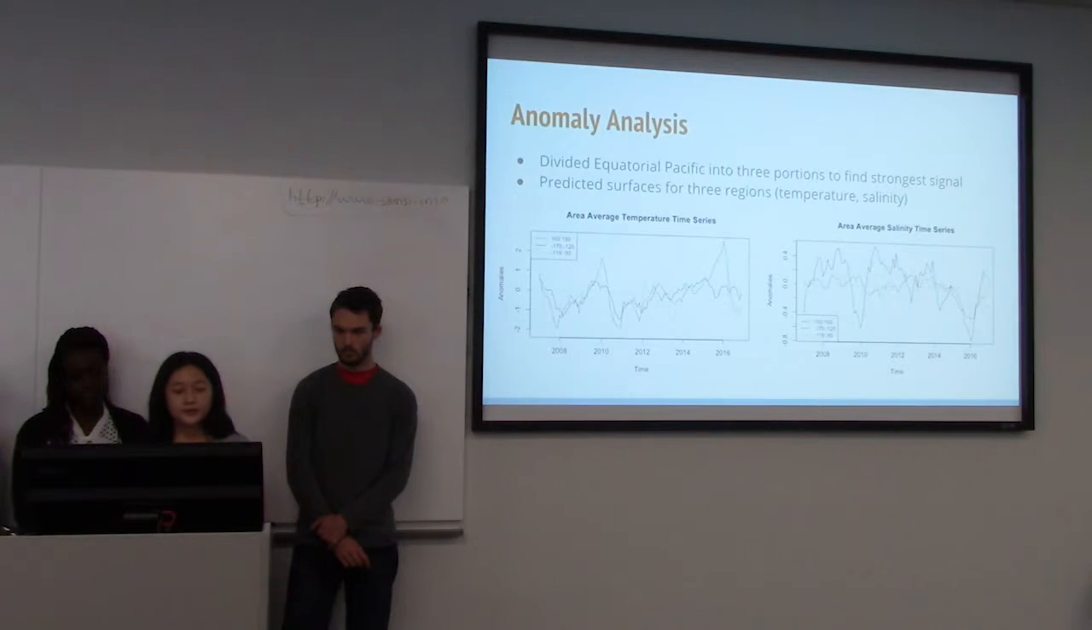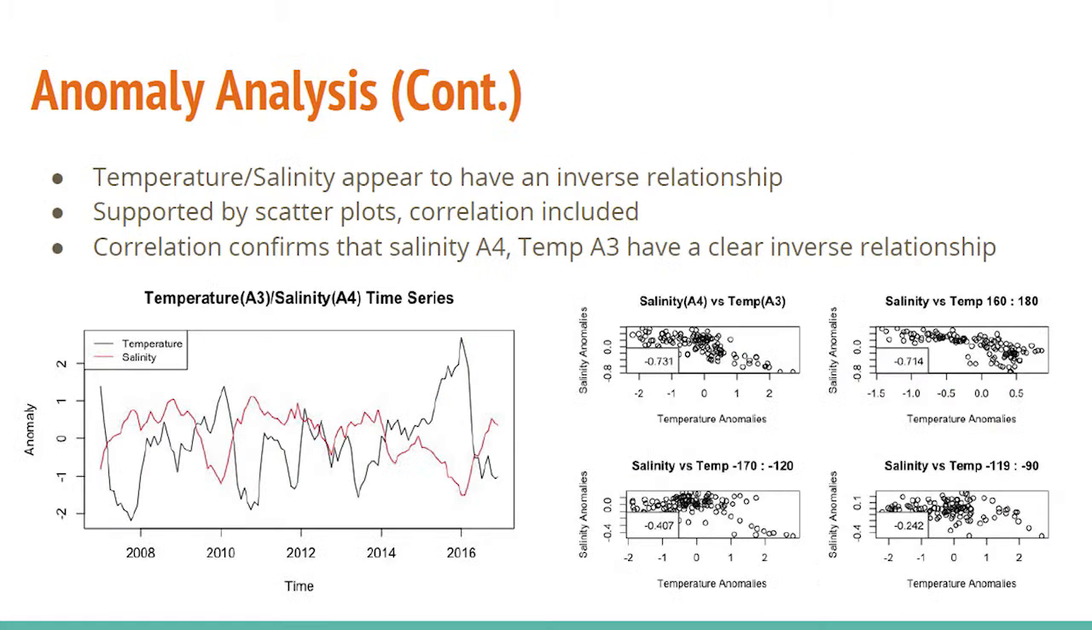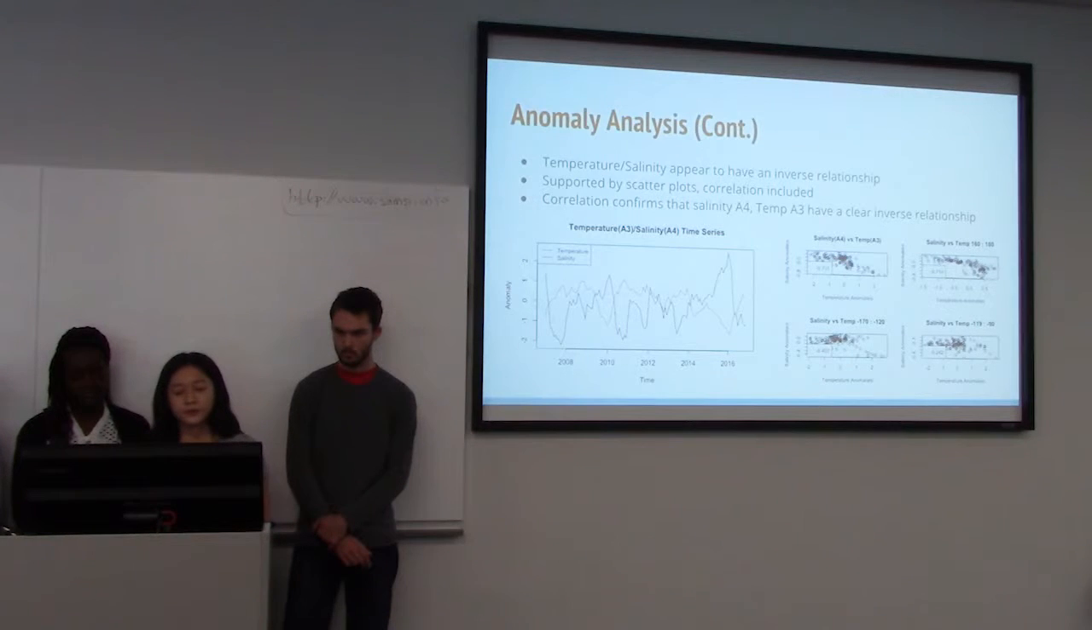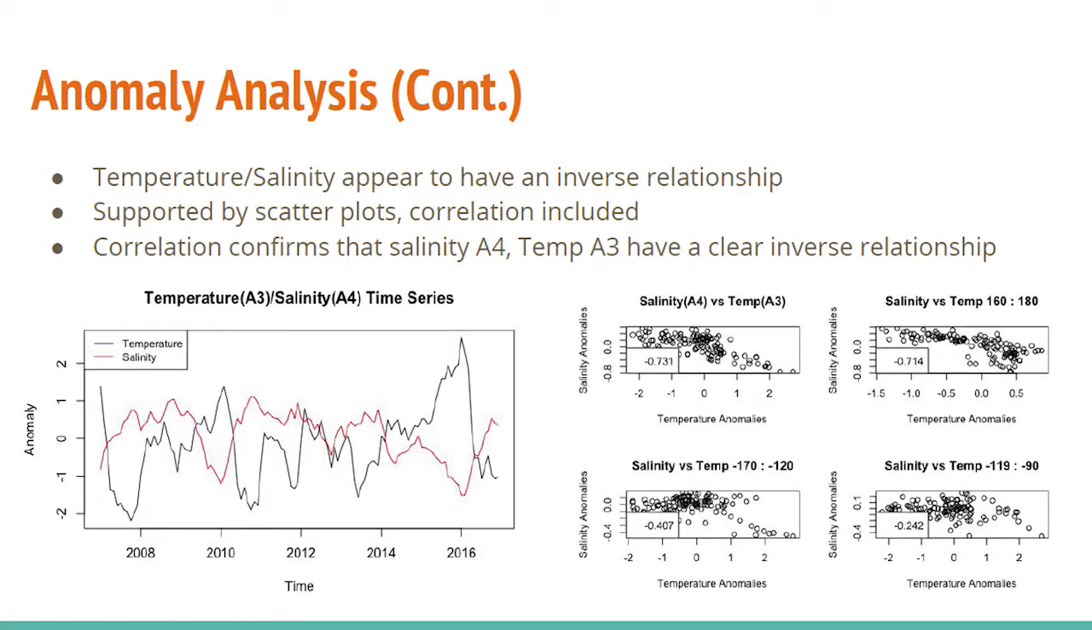By having this process for 3 different subsets, I made some time series models. We want to find the areas where there's the strongest signal, so we use this correlation plot to find it. We found the strongest signal as shown in the literature. We found further evidence for this in salinity area 4 and temperature area 3. You can see there's a sort of inverse relationship, and this is supported by the 0.73 correlation value.